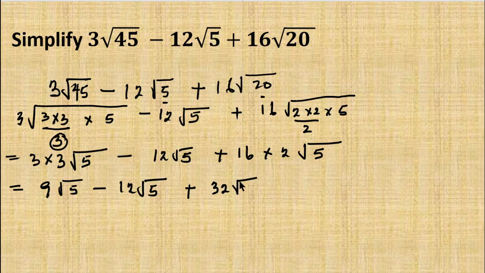32 root 5. Now, this is 9 root 5 minus 12 root 5. That's minus 3 root 5. Minus 3 root 5 plus 32 root 5. That will be the same thing as 29 root 5. So I can leave my expression as 29 root 5.